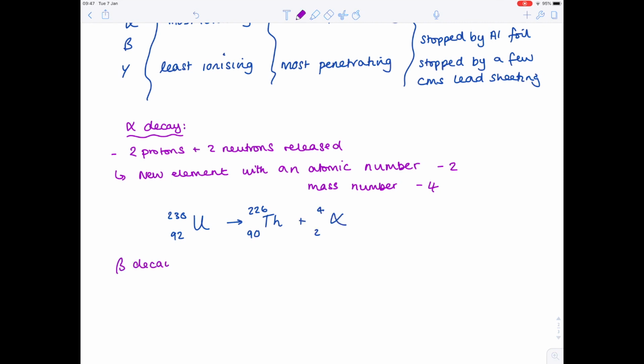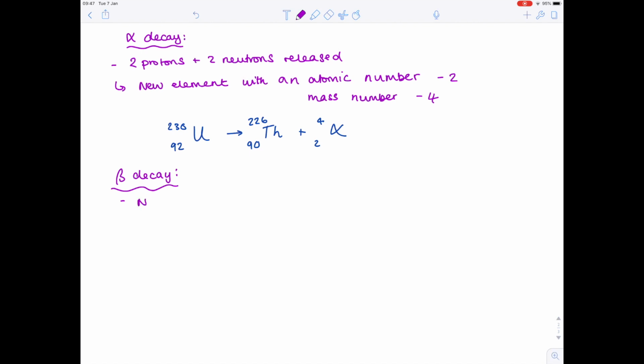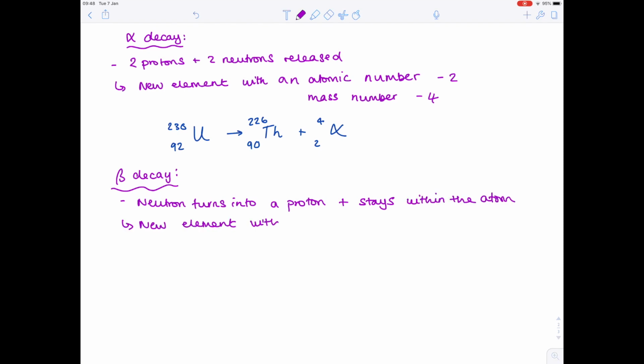What about beta decay now? Well, here a neutron turns into a proton and stays within the atom, so you're going to get a new element formed with an atomic number which has increased by 1, because you've effectively gained a proton. The mass number will have stayed the same, because remember the proton and the neutron have the same mass.